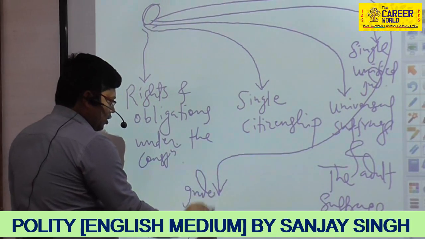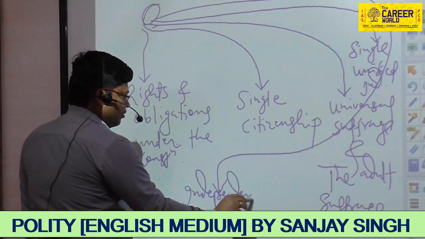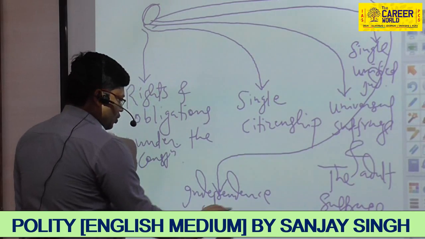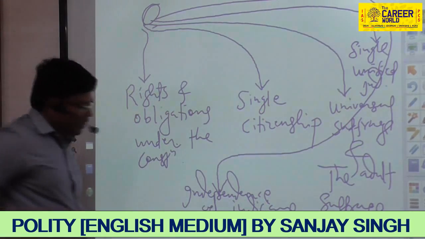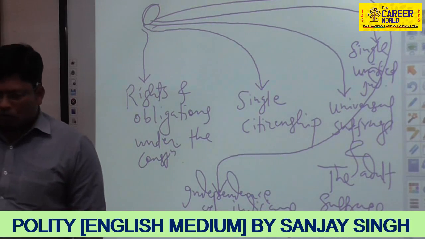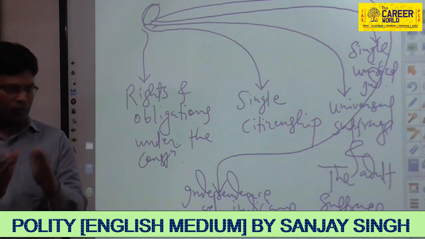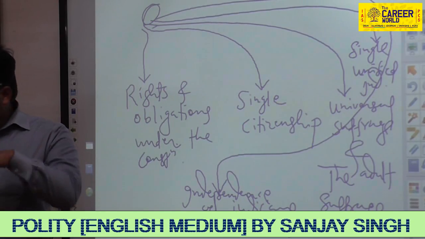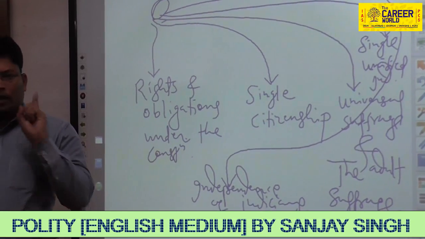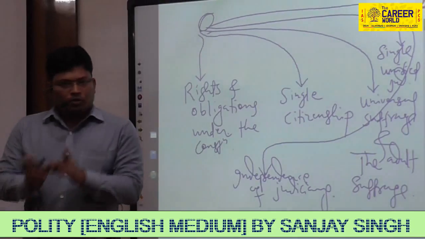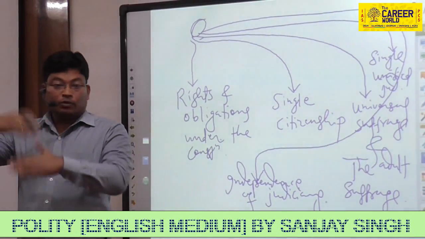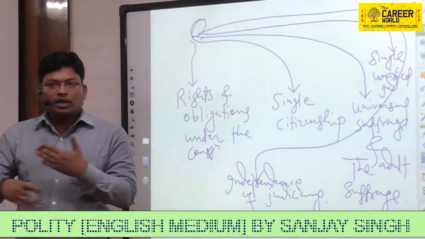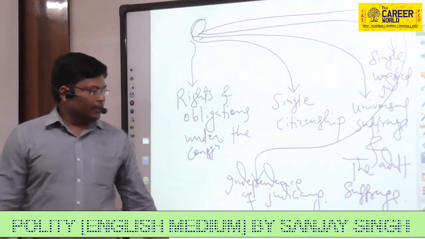Another salient feature is the independence of judiciary. And this independence of judiciary is taken into account in order to show the supremacy of the Constitution. Ours has the provision of constitutional supremacy. In the USA, there is a provision of judicial supremacy. In the UK, there is a provision of legislative supremacy, which is often referred to as the supremacy of the Parliament. Right?